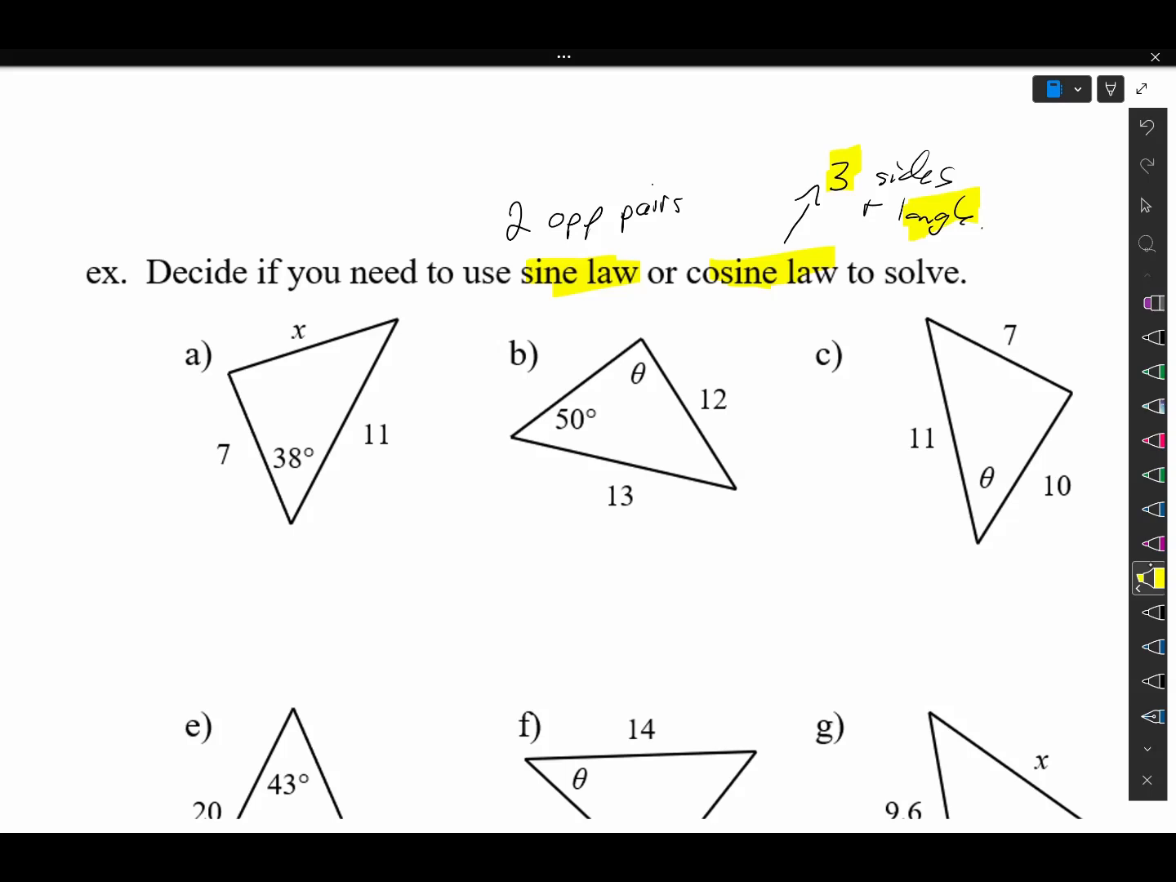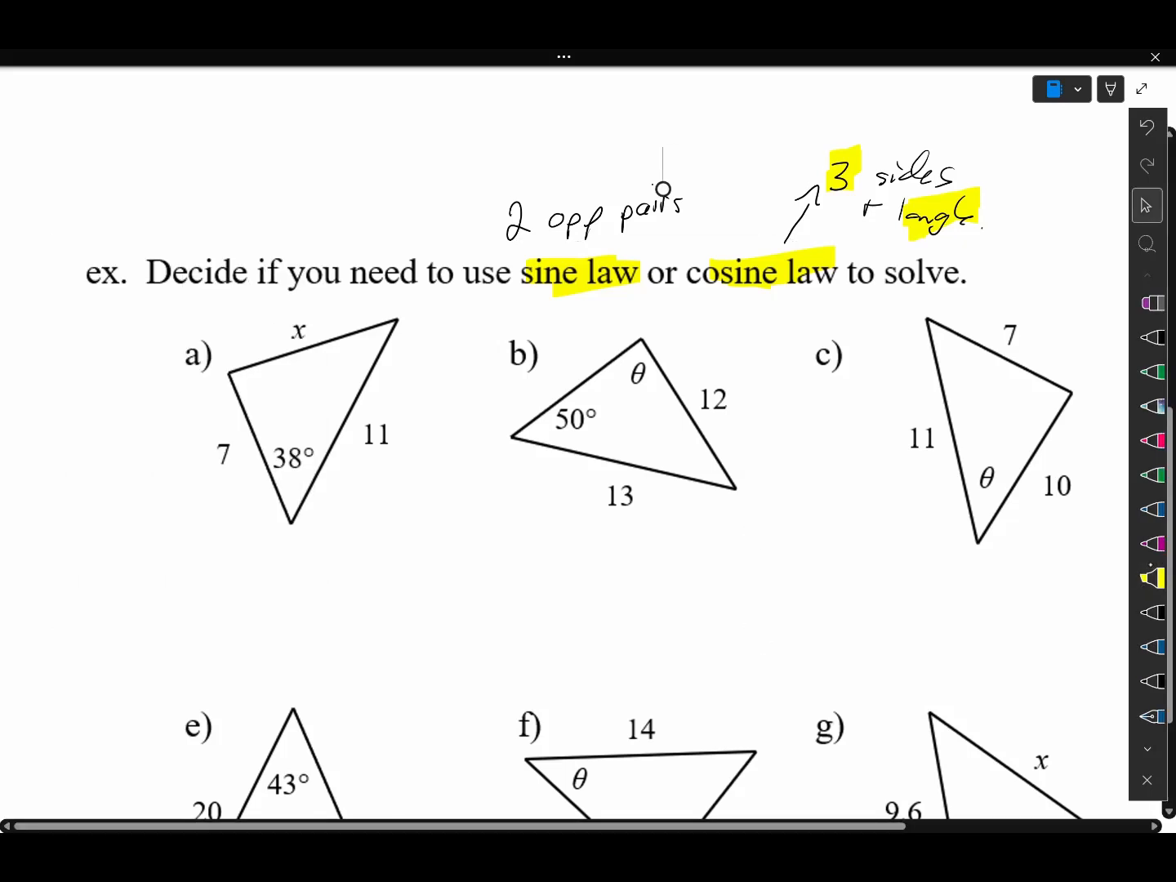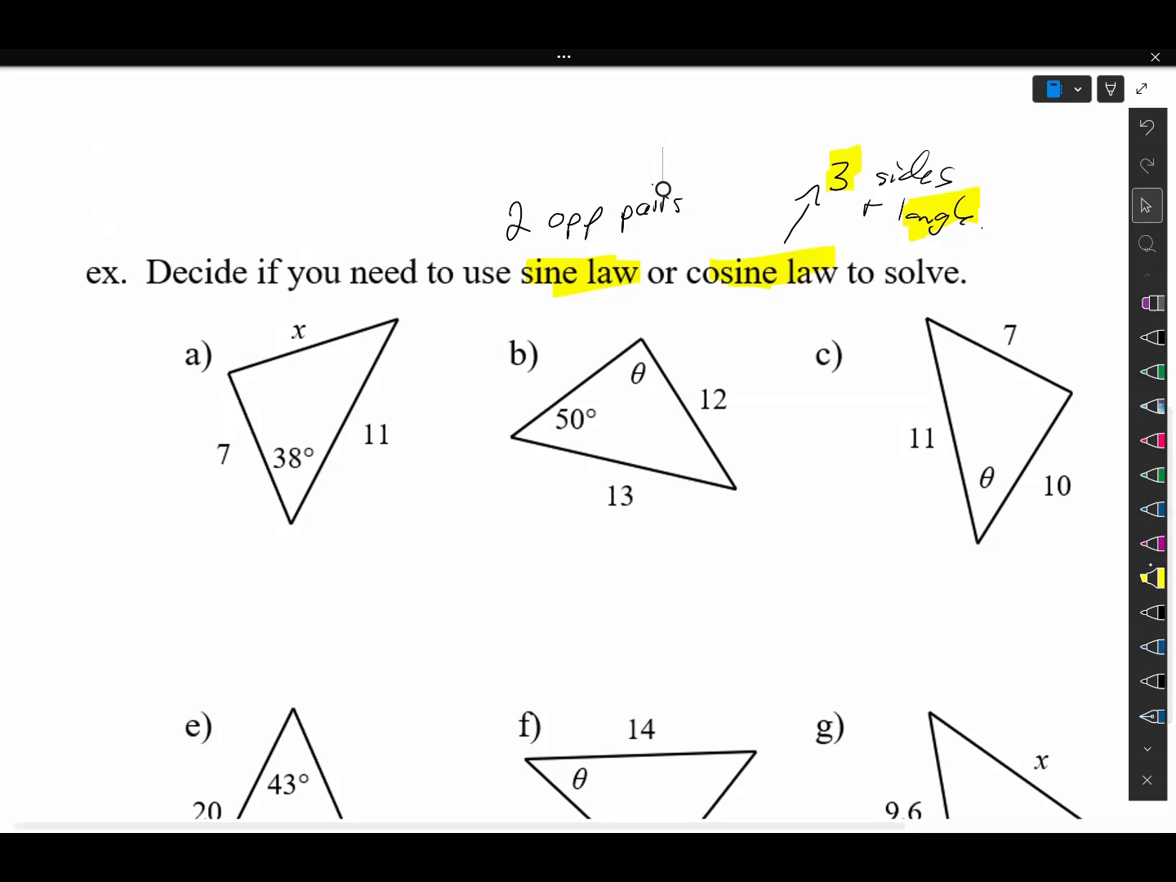We'll get into that a little bit later as you're working through the practice right here, but for the most part, that's the gist of it. We're either working with 2 opposite pairs or 3 sides and 1 angle. Now, if I'm working right here, let's see, okay, do I have 2 opposite pairs? Well, I see 1 opposite pair right here, 38 degrees and x. Do I have another opposite pair?